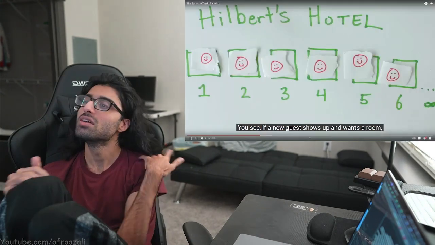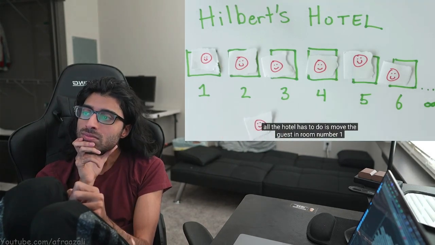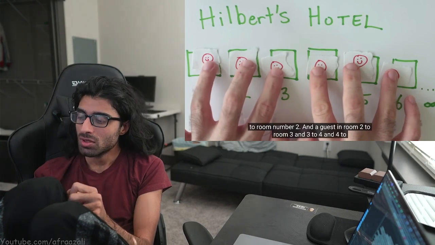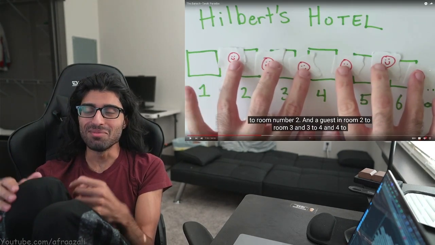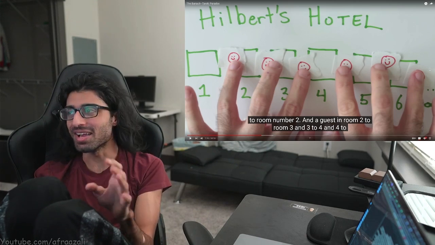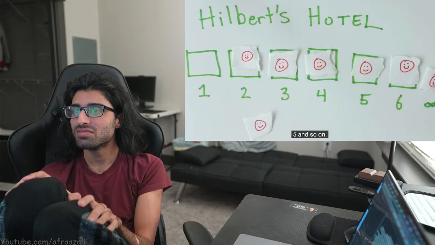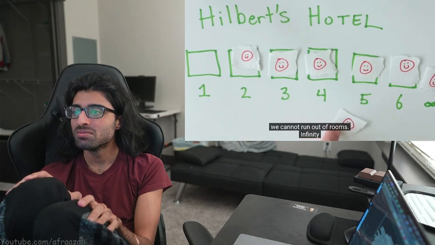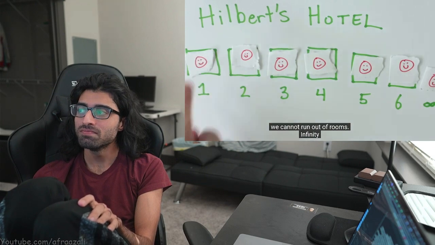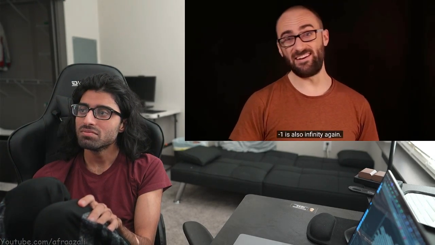You see, if a new guest shows up and wants a room, all the hotel has to do is move the guest in room number one to room number two. So now it's not fully booked anymore. But, I mean, it's shock factor, but yeah. And the guest in room two to room three and three to four and four to five and so on, because the number of rooms is never ending, we cannot run out of rooms. Infinity minus one is also infinity again.